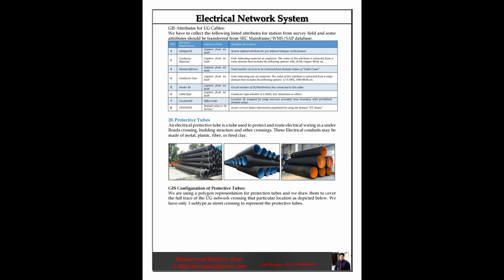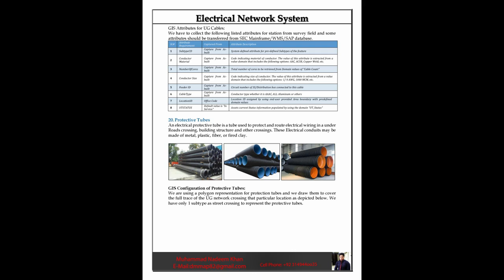An electrical protective tube is a tube used to protect and route electrical wiring in under-road crossings, building structures and other crossings. These electrical conduits may be made of metal, plastic, fiber, or fired clay.